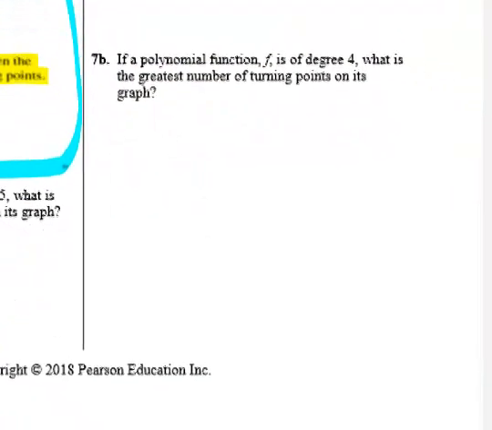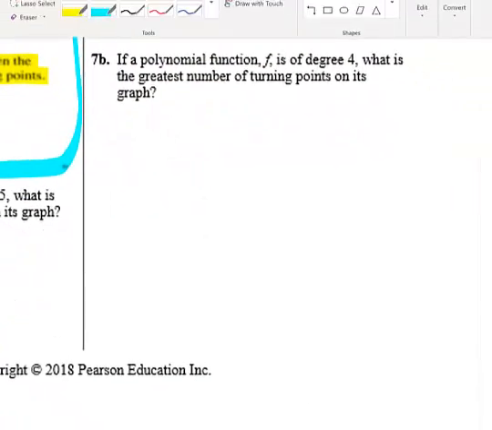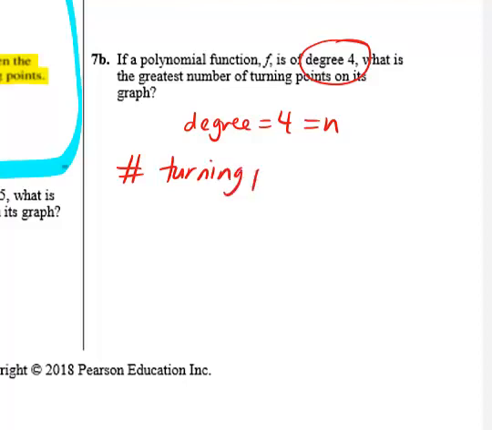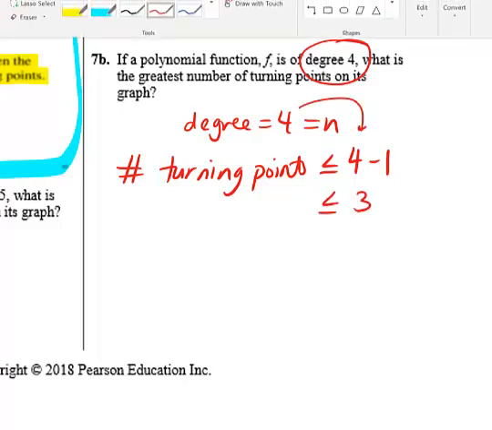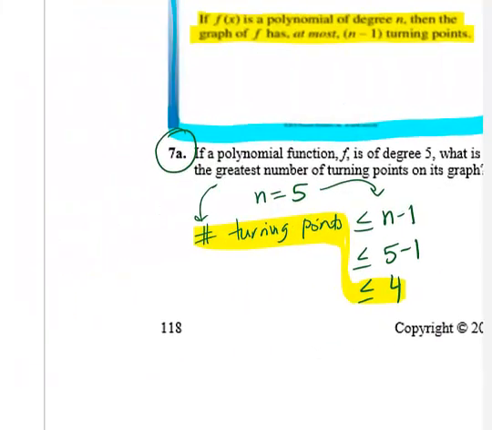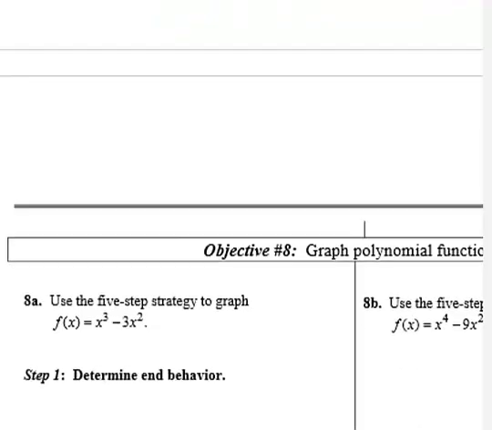So let's try to do that again over here. Once you do one of these, you kind of get the hang of it. So this polynomial now they're saying is degree 4. So that's n. That means the number of turning points must be less than or equal to n minus 1, but my n is 4. So it must be less than or equal to 3. So it's either 1, 2, or 3. The greatest number of turning points is 3 here. The greatest number of turning points is 4 there. That one's not so bad.